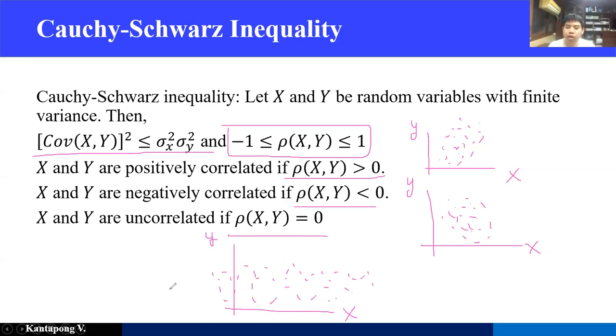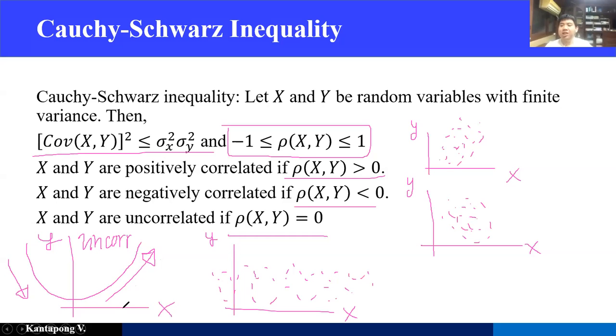Spread around. But there may be some cases where X and Y have a quadratic relationship. Because on this side it is negative, but on this side it is positive. So on net, if we want to capture only the linear dependence, we can say that it is uncorrelated. But is it the same as independent? No.